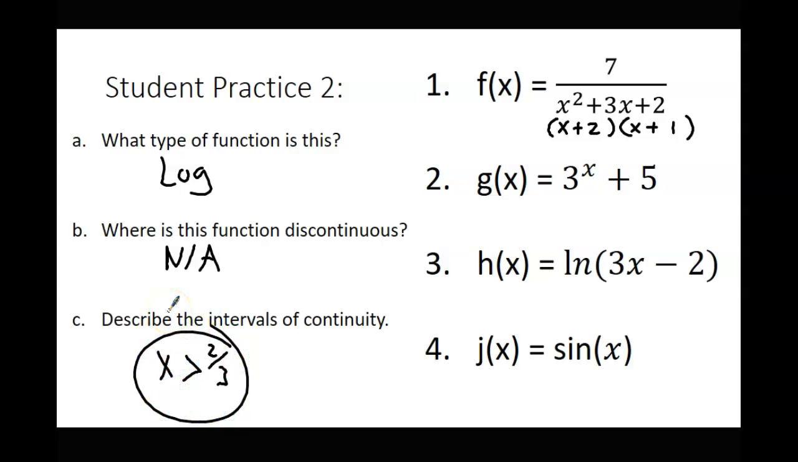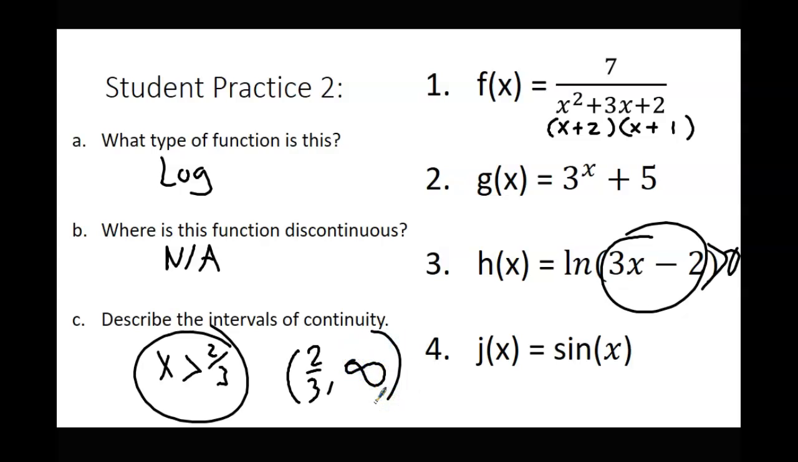That was probably one of the harder ones. So basically, anywhere where this is greater than 0 is where it would be continuous. And if you solve for x by adding 2 and dividing by 3, you get what Pearl has. So this function is continuous for all x greater than 2 thirds, and you could write it like this if you wanted to. Either way is good.